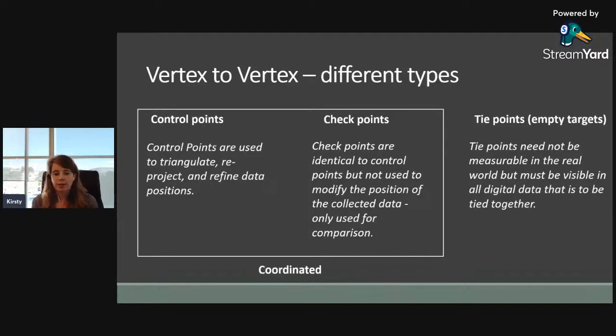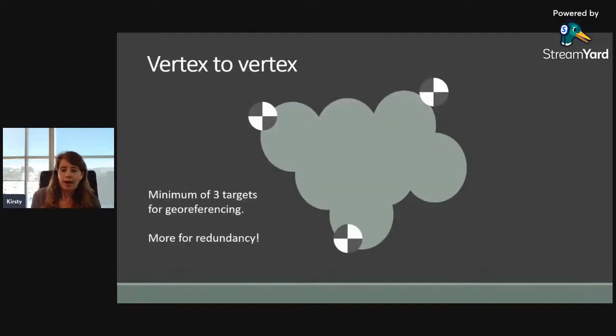And then the last one is tie points, which may not be measurable in the real world, but are used to connect one scan to another. And sometimes you can have control targets which are a mixture of both. But as a general starting point, if you're doing coordinated, so we're looking at those control and checkpoints first, you need a minimum of 3 targets for your georeferencing. And I always say you need more for redundancy, at least 5, but this will entirely depend on the size of your site. And you want to make sure you have a good distribution of those.